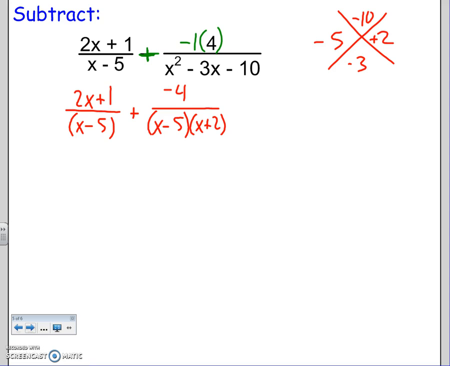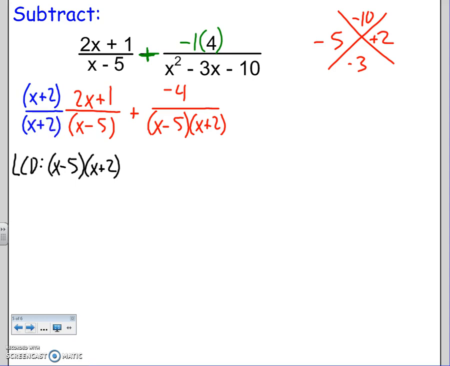Alright, so step 1, factor the bottoms, done. Step 2, find the LCD. I see x minus 5. The most times it appears in a single fraction is once. I see x plus 2. The most times it appears in a single fraction is once. And that's it. Fix each fraction. The first one is missing x plus 2.